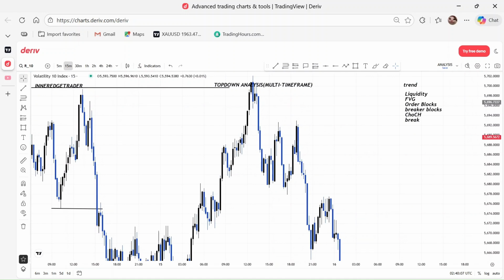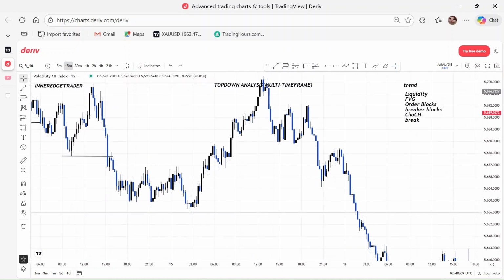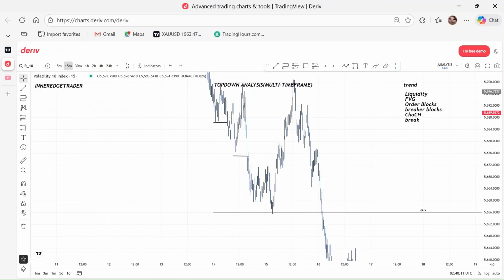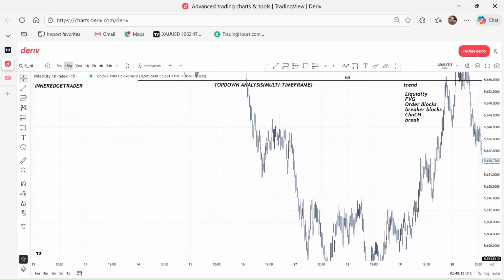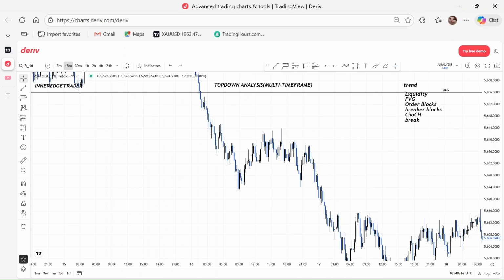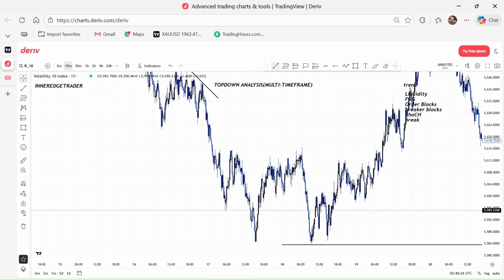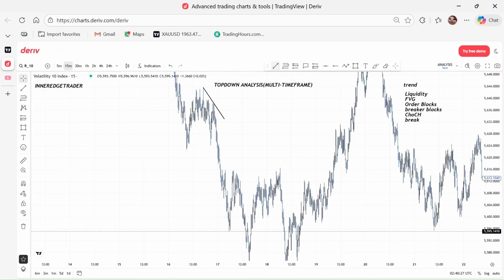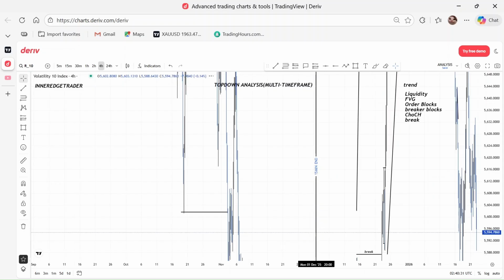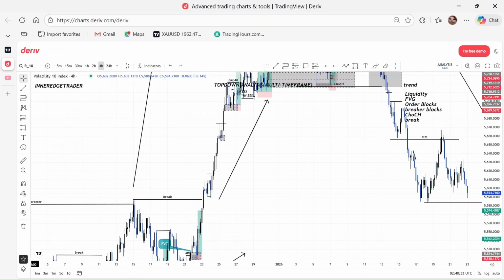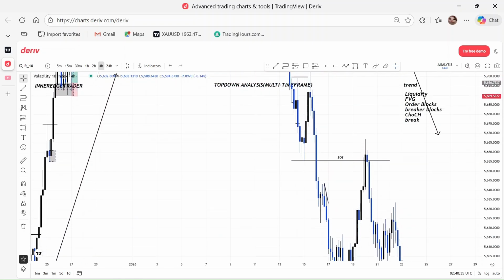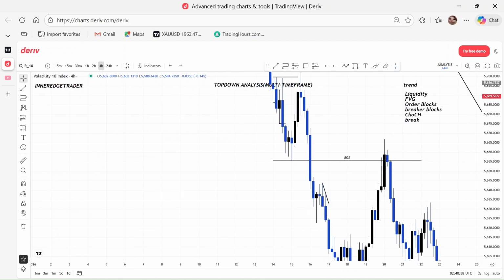There's no entry here. The fair value gap kept on retesting and kept on retesting within a series of that zone, which is a liquidity zone. So if you notice, you just go back to the 4 hours. At this point, you notice that okay, this is the break of structure and this is liquidity.